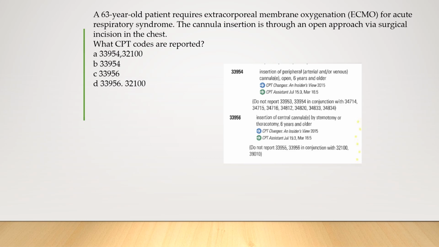A 63-year-old patient requires extracorporeal membrane oxygenation for acute respiratory syndrome. The cannula insertion is through an open approach via surgical incision in the chest. What is the CPT code reported? And we have this code.